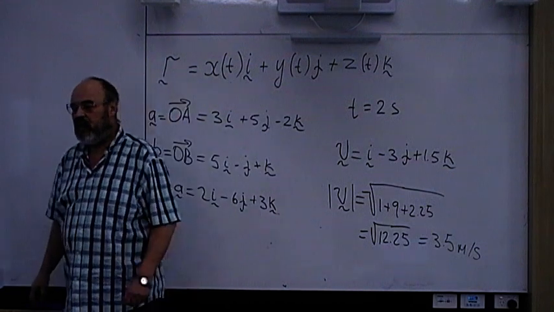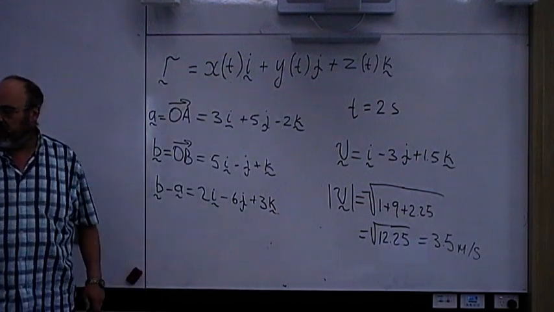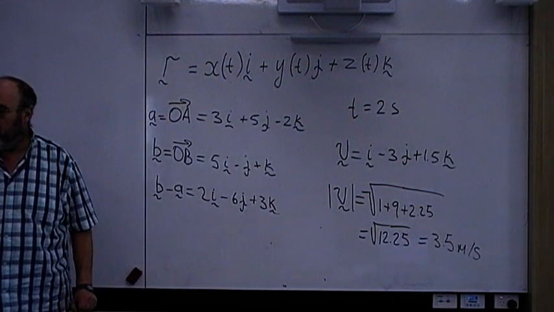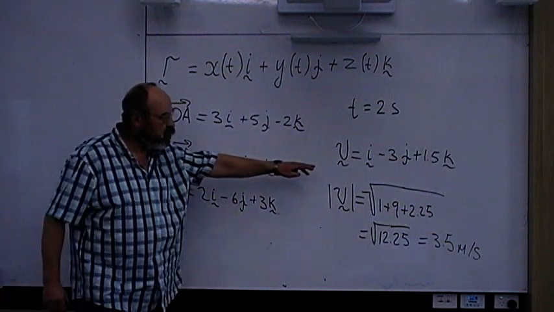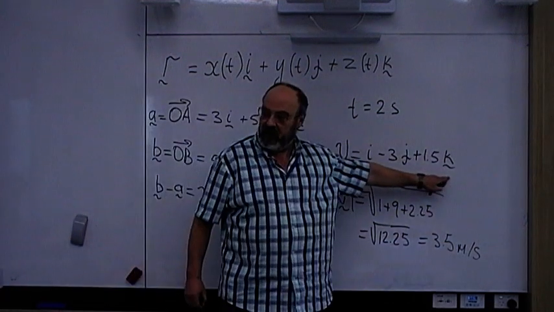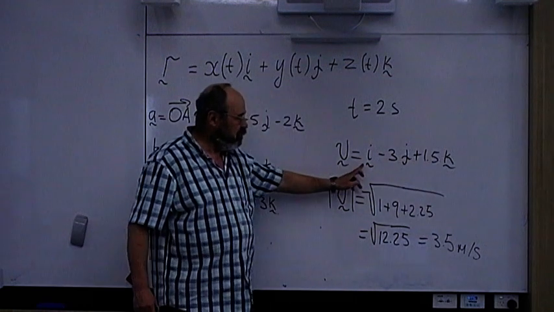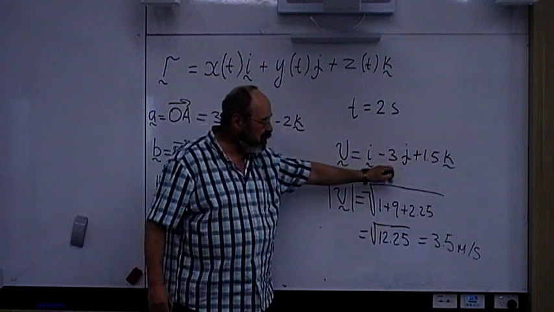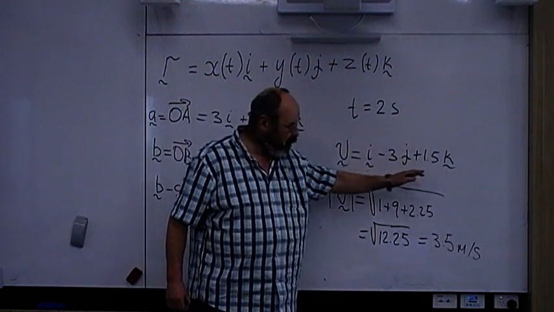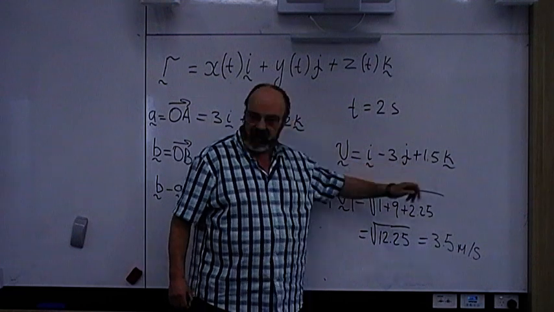So you just found the velocity? What have you done there? I found speed. Speed is the magnitude of the velocity. So I found the magnitude. How do we find the magnitude of a vector? x squared plus y squared plus z squared.